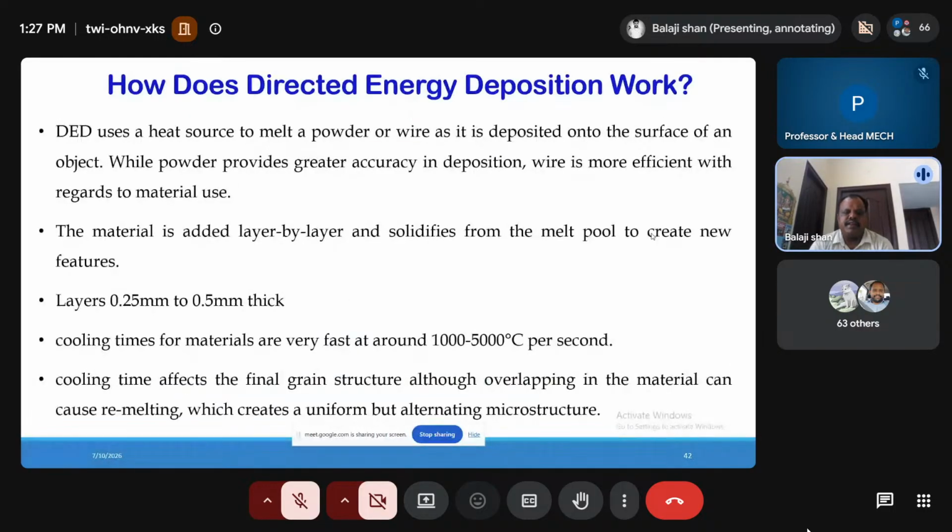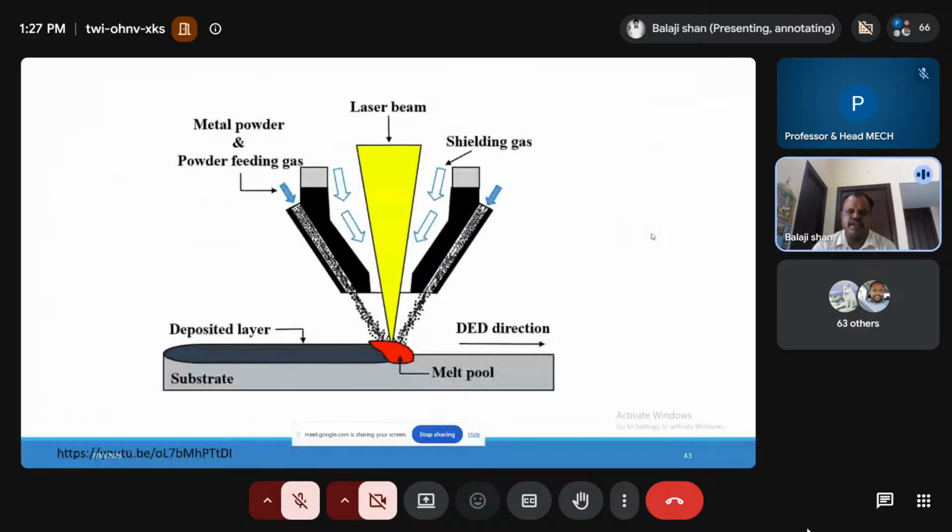And how does direct energy deposition work? You can see this diagram and easily understand. This is the deposition layer, these are the multiple layers. This is the laser beam, and the metal powder or metal wire comes through the arm. The laser beam melts the metal and it is deposited on the bed area.